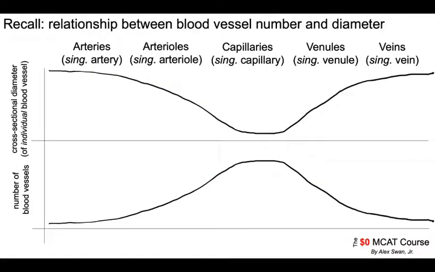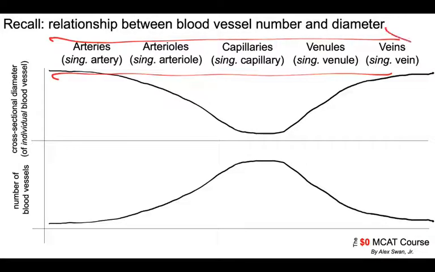Now, this is also from a previous lecture. I want you to recall the relationship between the size of these blood vessels and the number of blood vessels. Blood is going to flow obviously in this direction. This is going to be the flow of blood. Blood goes from arteries to arterioles to capillaries to venules and veins and back to the heart.